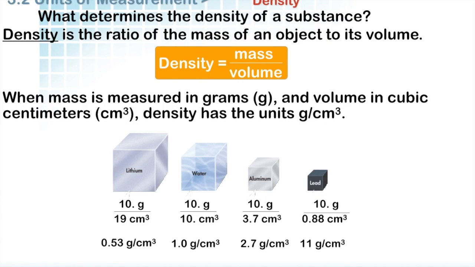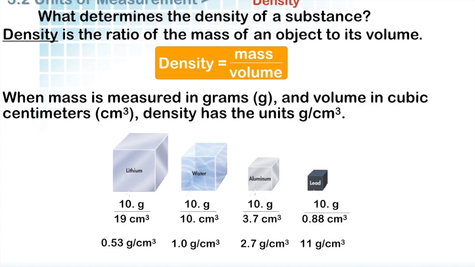Now you'll notice that their volumes are different. The mass is the same, but the volumes are different. The density for lithium is 0.53 grams per cubic centimeter, so 10 grams would be divided by 19 cubic centimeters. That's why the sample looks the largest. The density of water is 1, so you have 10 grams over 10 cubic centimeters. The density of aluminum is 2.7, which comes from 10 grams divided by 3.7 cubic centimeters, and the lead is 10 grams in only 0.88 cubic centimeters.